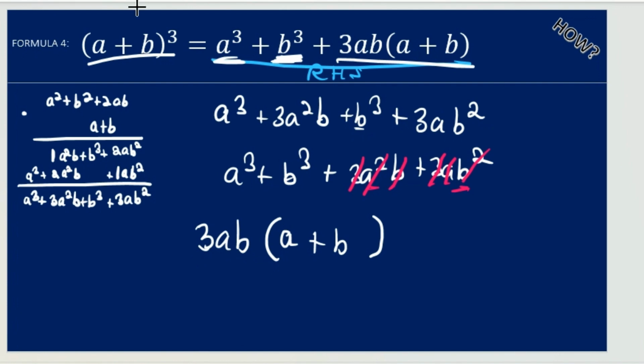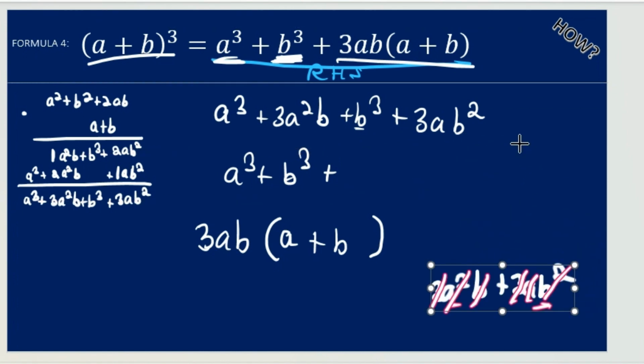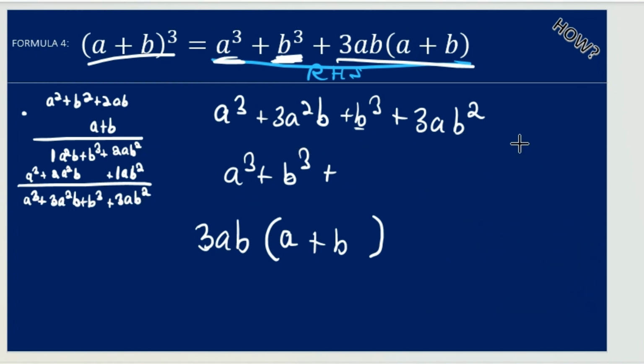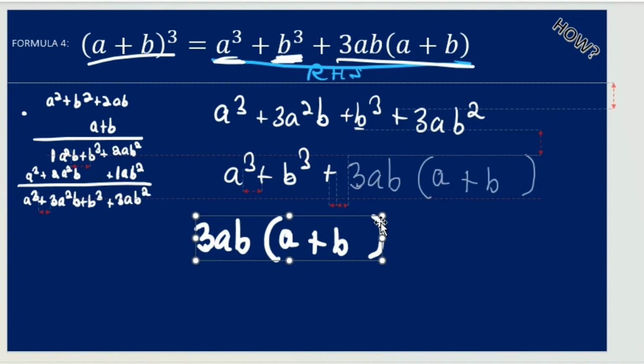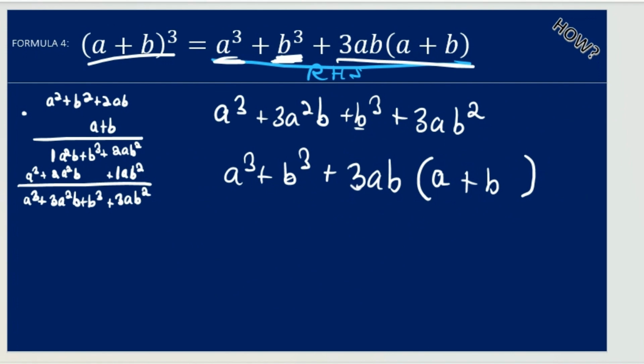So now that we got the rest of the right hand side, we're just going to substitute. So this whole two terms is going to be out. Then we're going to substitute it with 3ab times a plus b. There. So now the left hand side is equal to the right hand side. So again, this proves that this formula is totally correct.